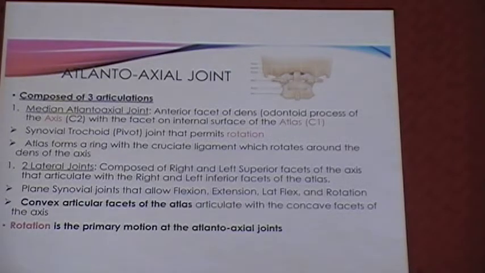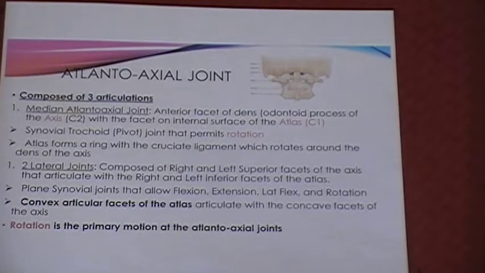It's a synovial trochoid joint that permits primarily rotation at this joint. So the primary motion at the atlantoaxial joint is going to be rotation. That is something to keep in mind, and that's pretty important.